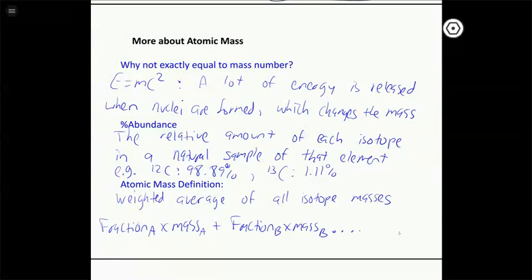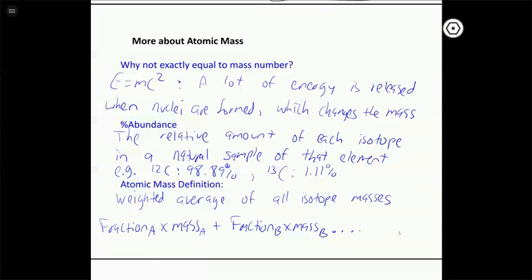So most elements have more than one naturally occurring isotope. So the atomic mass that you see, which is the mass that's on the periodic table for each element, is reported as a weighted average of all of the isotopes that are present in that sample. There are very few elements, if any, that have only one isotope that naturally occurs.